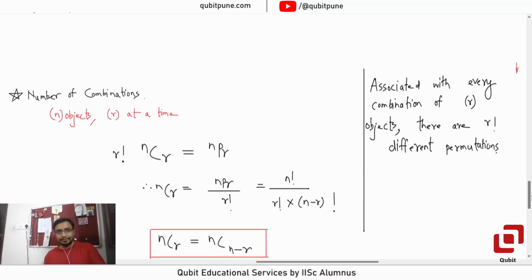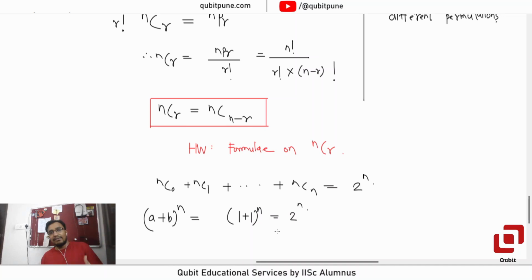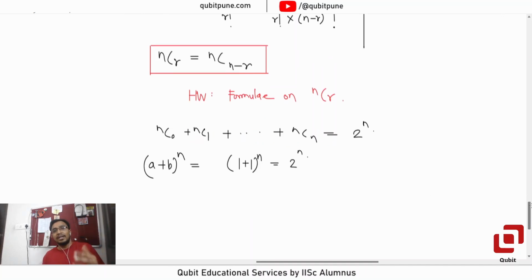Formulae on NCR. You must be knowing this, that NC0 plus NC1 up to NCn is 2 raised to n. Do you know this? That comes from the binomial theorem when a and b both are equal to 1. And this has very nice applications. Like if we have a set of n elements, how many elements will its power set have? It's as good as picking no element, that's 1, and 1 element, so n, then NC2, 2 elements, and so on.